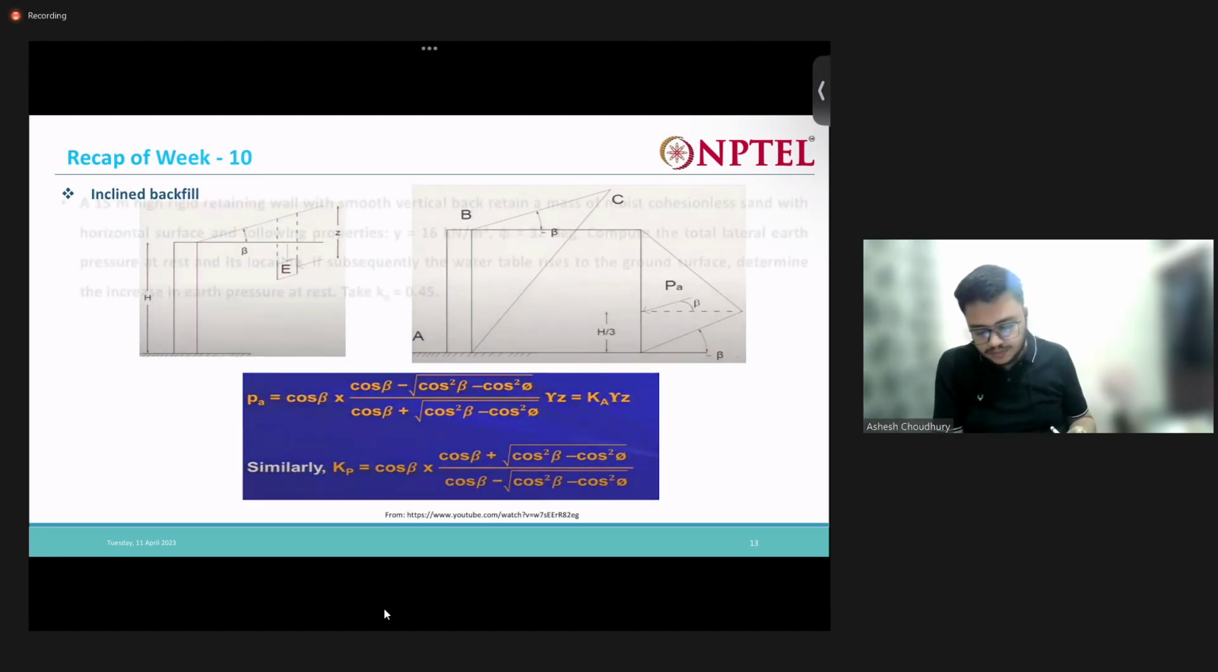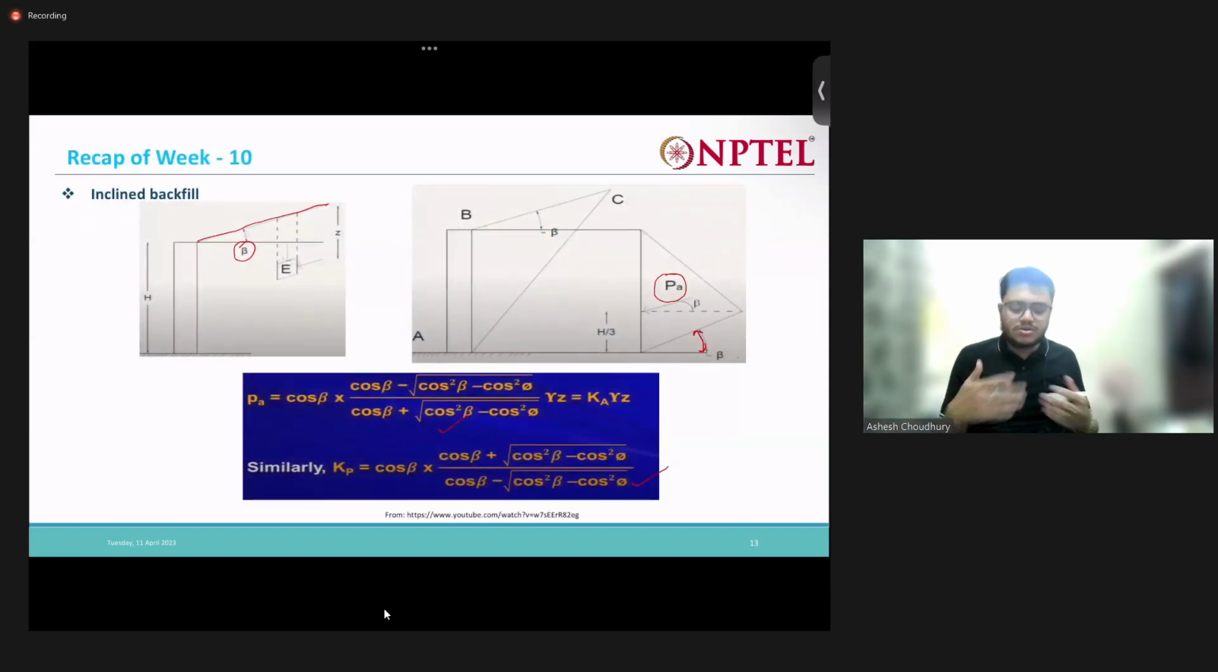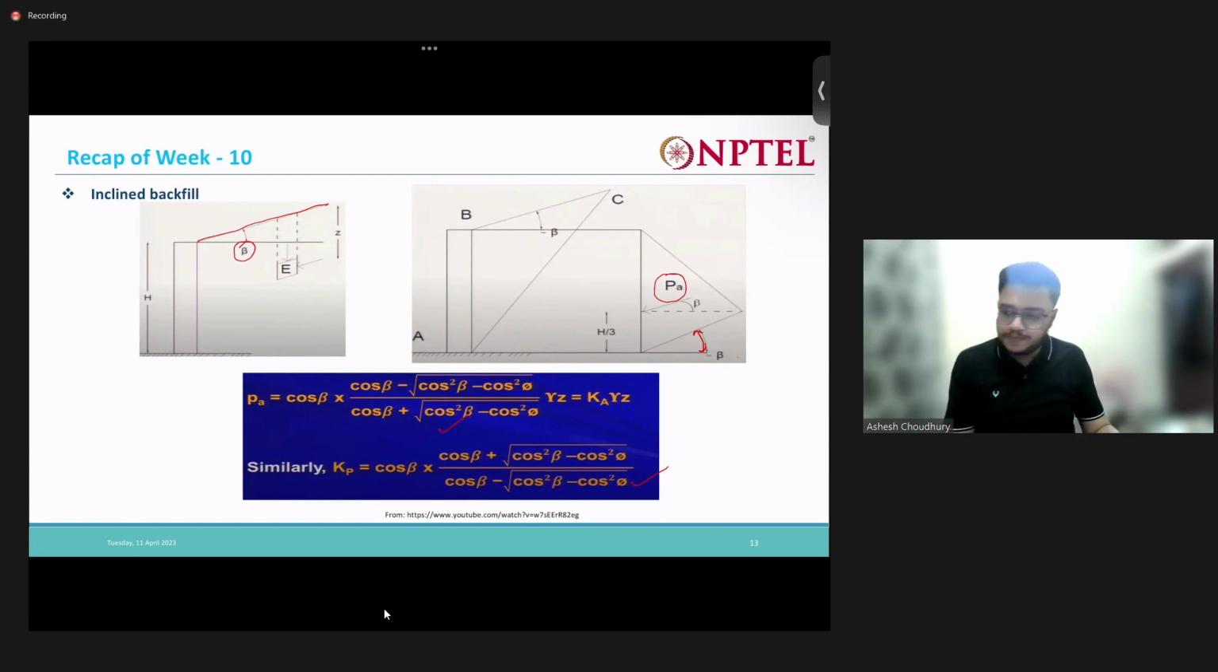Okay, now let us start solving the problems. I hope this was clear. As we solve the problems, everything will become clearer. So let us slowly start solving the problems one by one.